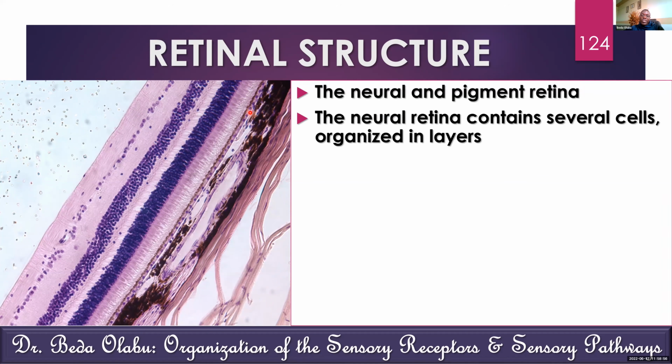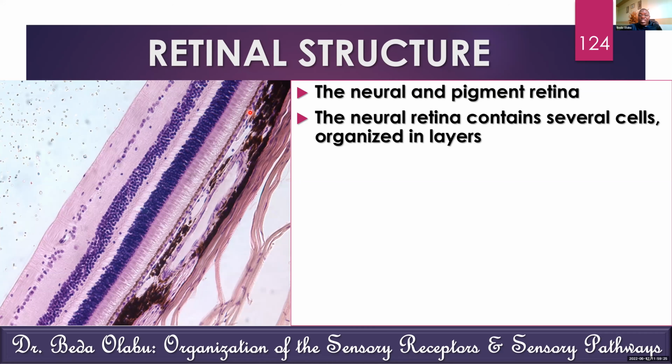The pigment retina contains epithelial cells which are heavily pigmented, and that is why we call it the pigment epithelium. The function of the pigment epithelium is to absorb light, as we have already said, even under the choroid. Apart from absorbing light to prevent reflections, the pigment retina also constitutes what we call the blood retinal barrier.